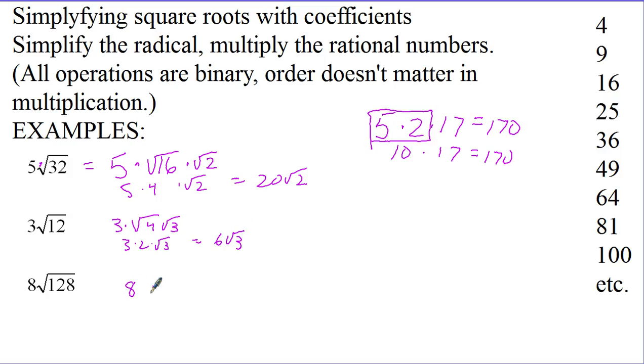Now, because I'm a whiz at multiplication and because I know my doubling series, because it's a pretty common thing to bump into in computers or in math, I happen to recognize that 64 times 2 makes 128. 64 is the biggest number in my squares list that goes into 128. So this simply becomes 8 times 8 times square root of 2. Same principle as above. That becomes 64 times square root 2.